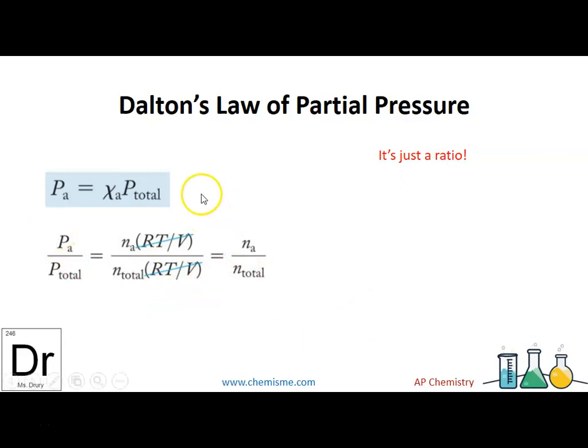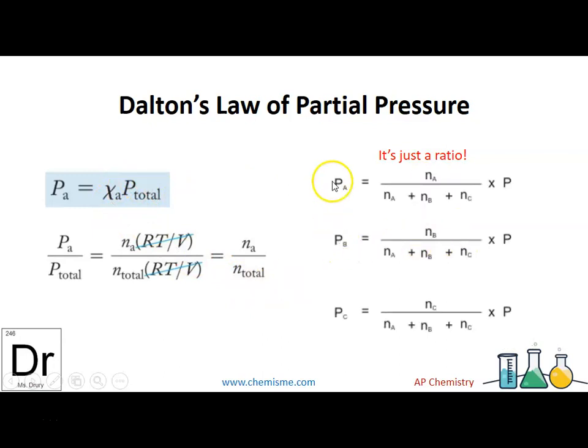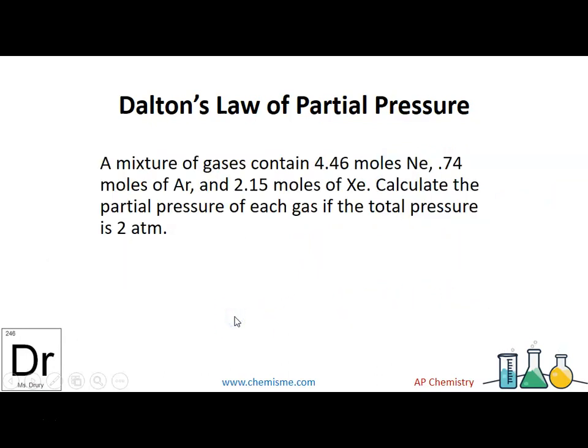But they rearranged it on your reference table to look really fancy. They said the pressure of any gas is equal to the mole fraction, the moles of that gas divided by the total moles, times the total pressure. It's the fraction of the pressure. And it's literally just a ratio. So like the pressure of gas A is the moles of A divided by all the moles times the total pressure. And I can do it for B or C, and the only thing that's really changing is the numerator.